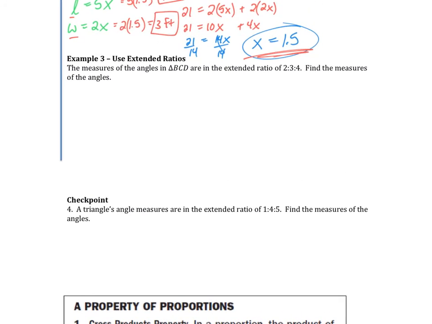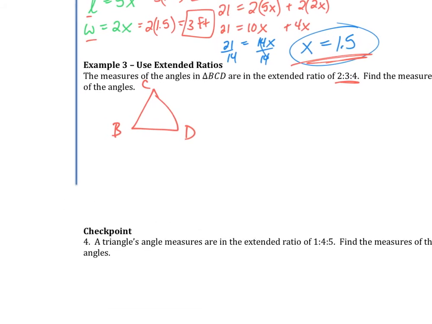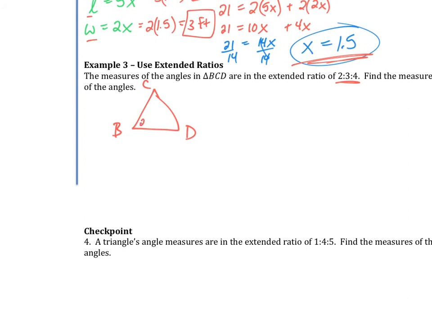Okay, example 3, the measures of the angles of triangle BCD. So in a triangle, we have B, C, and D. And they tell us the extended ratio is 2 to 3 to 4. What that means is 2x, 3x, and 4x are what we're going to call the angles. So basically, we just put an x with those. And remember, the angles add to 180.